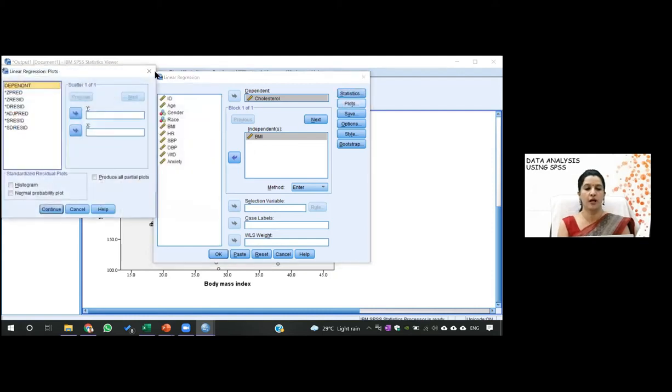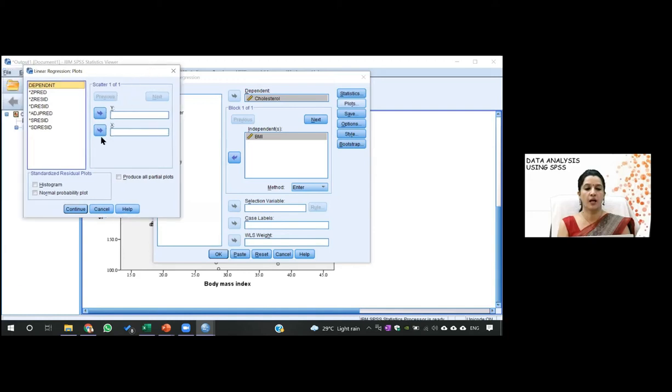If you come to the plot, here you can see there are two, you are drawing a scatter plot. Scatter means it generates a scatter plot between the Z predicted and Z residual. Z is basically Z score. So you shift this Z predicted to the x-axis and Z residual to the y-axis.